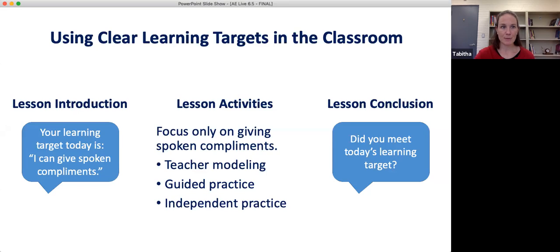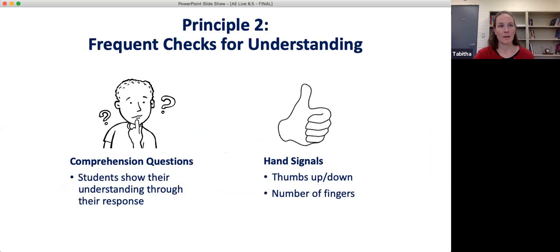So let's move on to principle 2. That is frequent checks for understanding. So more frequent checks for understanding would have given Fitri an alternative to asking, do you understand? During her instruction, she could have used a couple of strategies. She could have used comprehension questions. So rather than asking, do you understand? She could have asked questions that require students to show that they understand. So she could have asked them, how do you form a compliment? Who do you give compliments to?